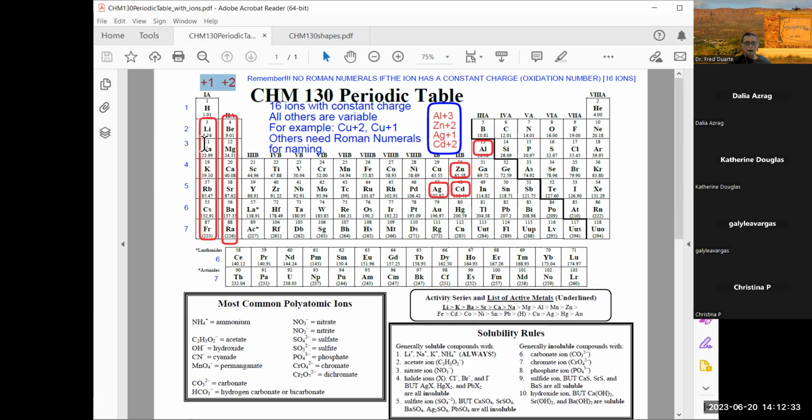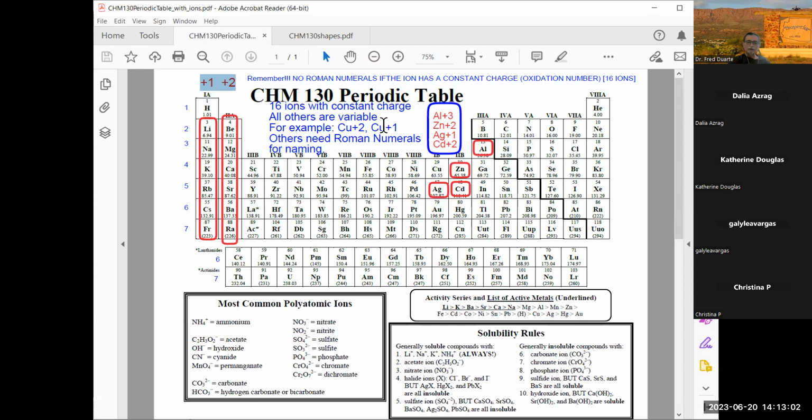So group 1, we got 1, 2, 3, 4, 5, 6. We got 12 elements from group 1 and group 2 that we know 100% of the time what their oxidation number is when the atom becomes an ion. Okay, so that is 12 of them. We're going to add 4 more to this list, and I circled them over here on the far right.